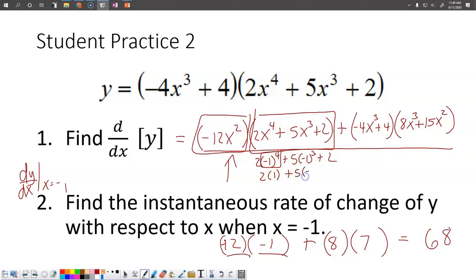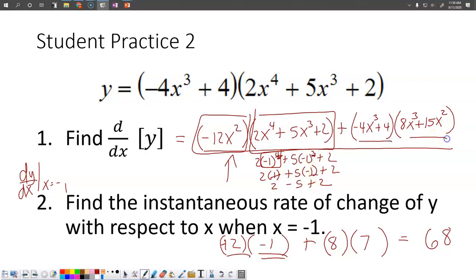Whereas negative 1 to the 3rd power is a negative 1. And so we end up with 2 minus 5 plus 2, which is going to be negative 1 when you put all those together. So that's how you simplify. Exponents first, and then multiply, and then add and subtract. Don't forget, even powers cancel out the negatives. Odd powers do not. Okay.